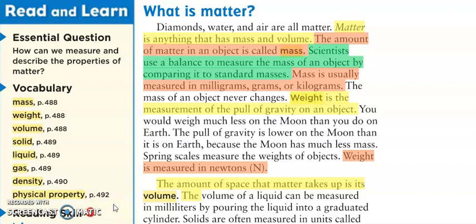Our lesson today is about physical properties, and today we want to talk about matter. Of course, everything around us we can say is matter. So diamonds, water and air are all matter. Right now, everything you can see in front of you, beside you, is an example of matter. So matter is anything that has mass and volume.